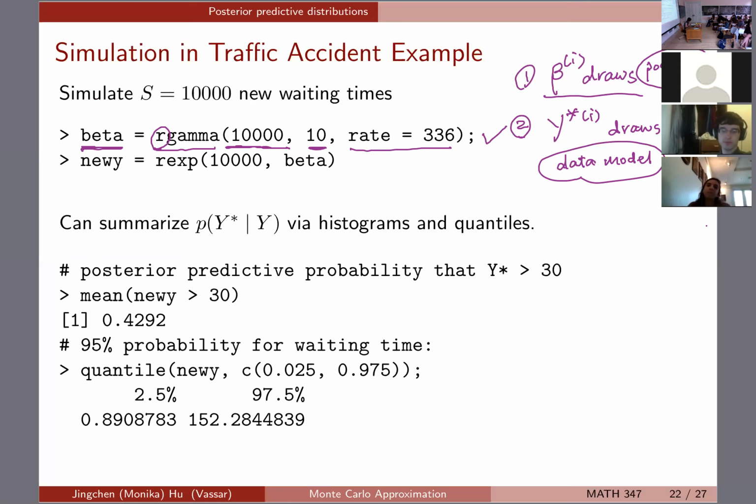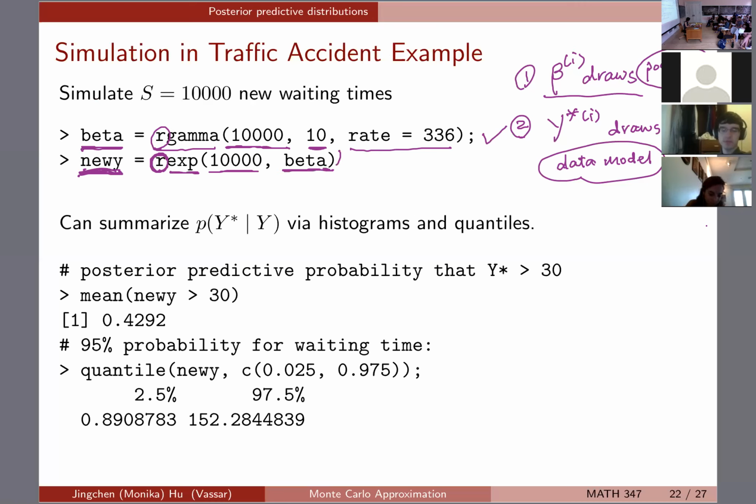For the second step, I name it new y, like a y star, but name-wise I just use new y over here. You see that I'm using rexp. Here the r, again, is for random draws, and exp is the function to get the exponential draw. Again, I'm doing 10,000 draws, and remember, the exponential distribution has only one parameter, that's the beta.